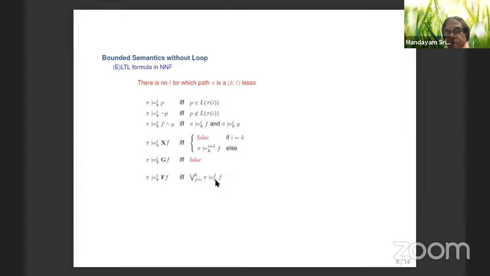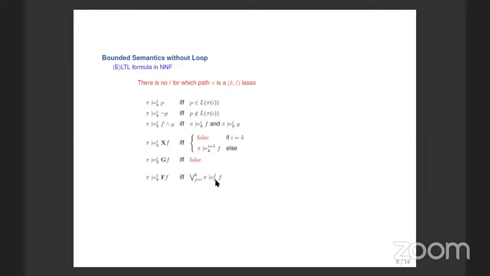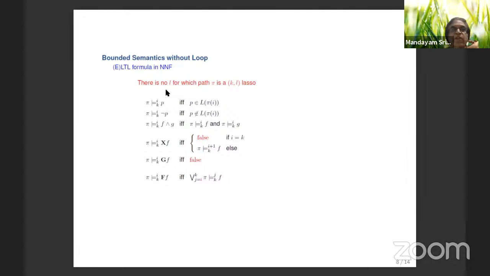Any questions here? So here, have we pushed the negation down to the lowest level? That is right. That's right. So the formula is assumed to be in NNF. Okay.